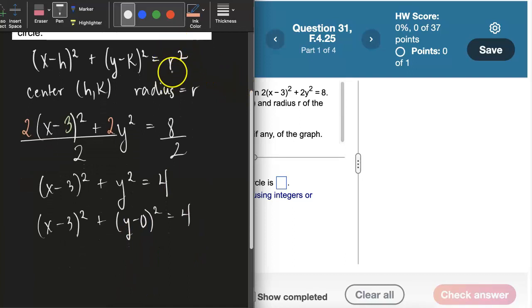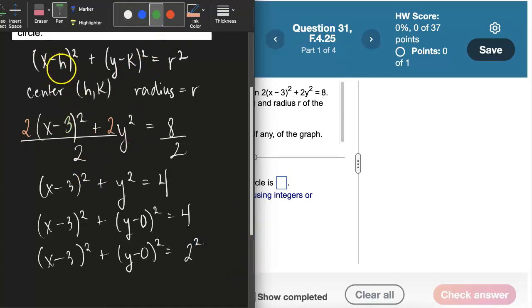And you may also ask, well, what about this radius? It's expressed as a value squared. So we can do the same thing, re-express 4 as 2 squared. Now we can quickly pull out the information that we need. We see that h is 3, k is 0. So our center is at 3, 0. We also see that r is 2, so our radius is 2. So let's keep up with that information as we try this graph.